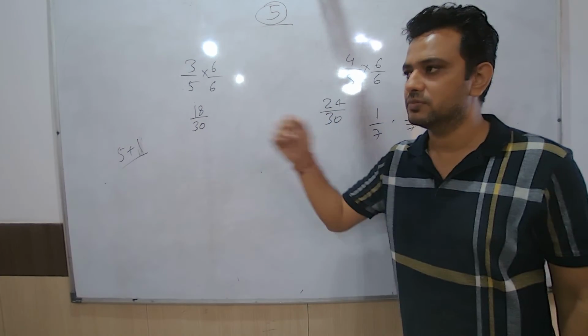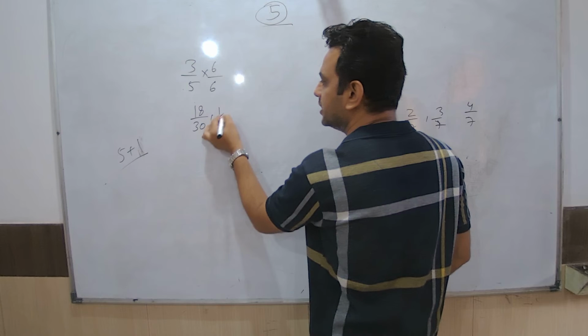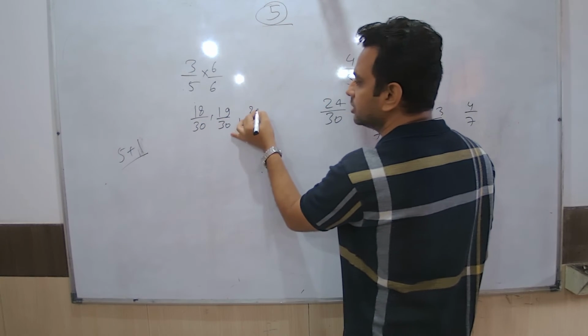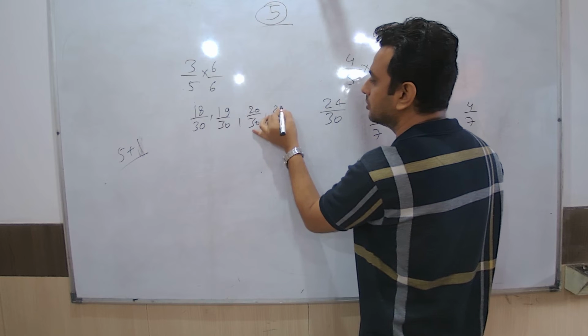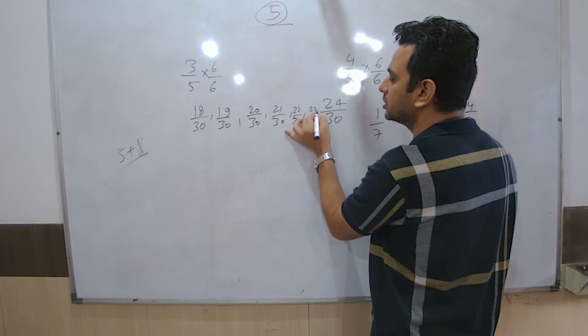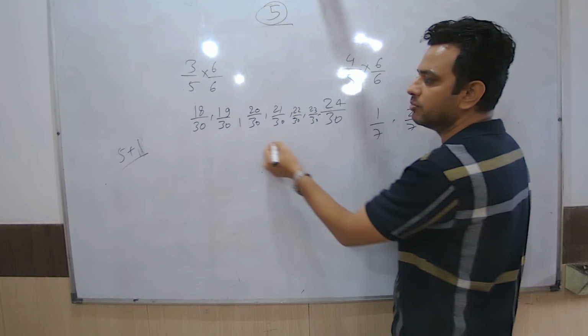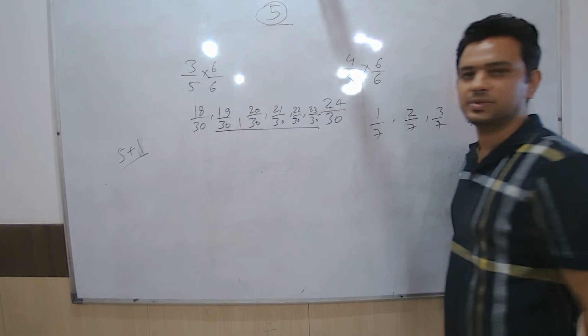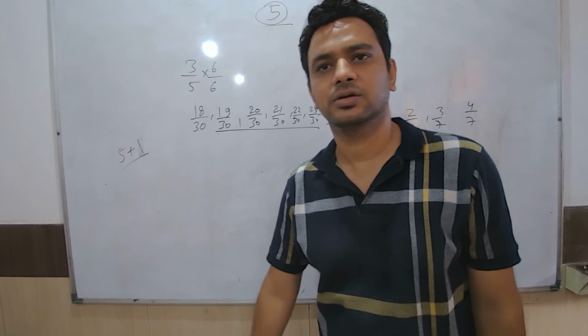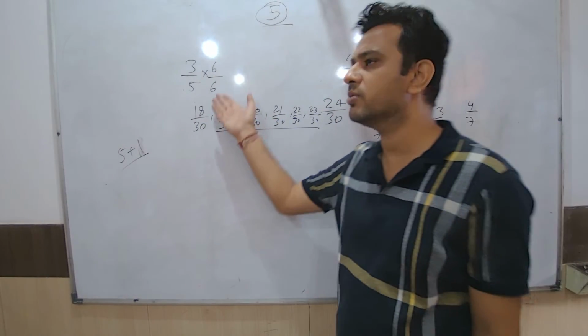Denominators are same. Can I write 19 by 30 as the next number? 20 by 30, 21 by 30, 22 by 30, and 23 by 30. How many numbers did I get? 5 numbers. Okay, you multiplied by 10, that is also correct, no problem. You can multiply by 12 also.